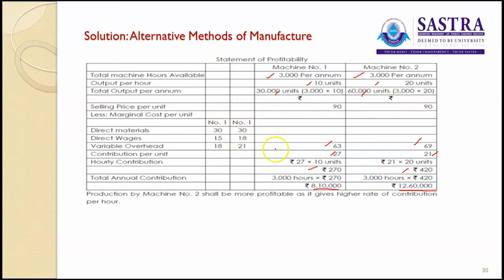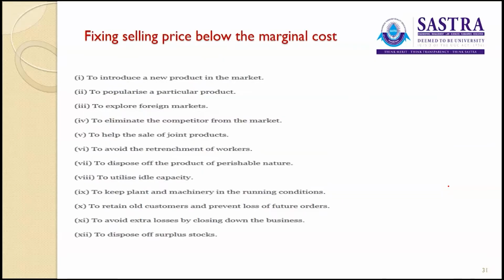Now the cost is given for 1 unit. Now we are calculating contribution per unit, again multiplied by the number of units to be produced per hour to get an hourly contribution. Now again multiplied by the number of hours available, you'll get your total contribution for machine 1 and machine 2. Now as we have calculated, machine 2 gives a maximum contribution of 12,60,000. So this is to be accepted. Machine 1 is said to be most beneficial.